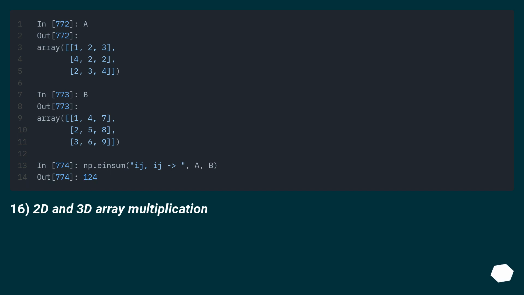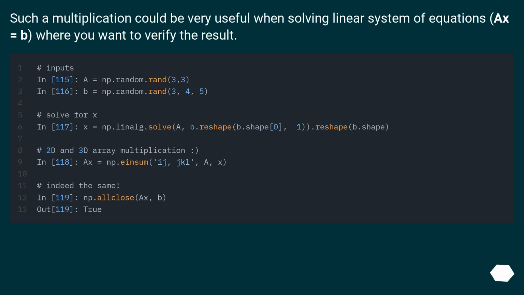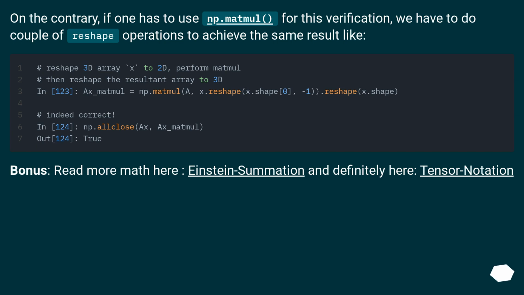16. 2D and 3D array multiplication. Such a multiplication could be very useful when solving a linear system of equations, Ax equals b, where you want to verify the result. On the contrary, if one has to use np.matmul for this verification, we have to do a couple of reshape operations to achieve the same result.